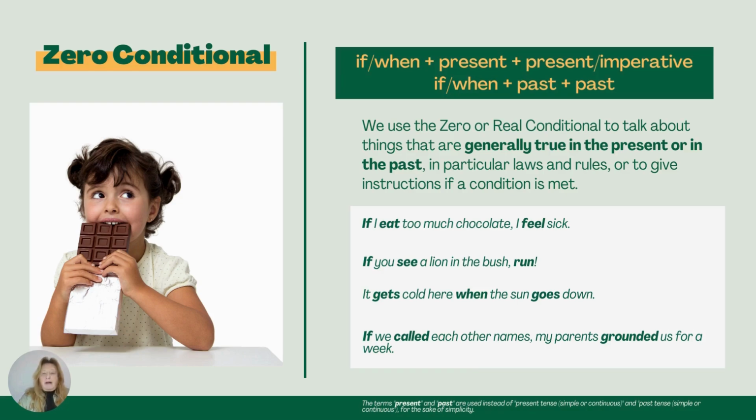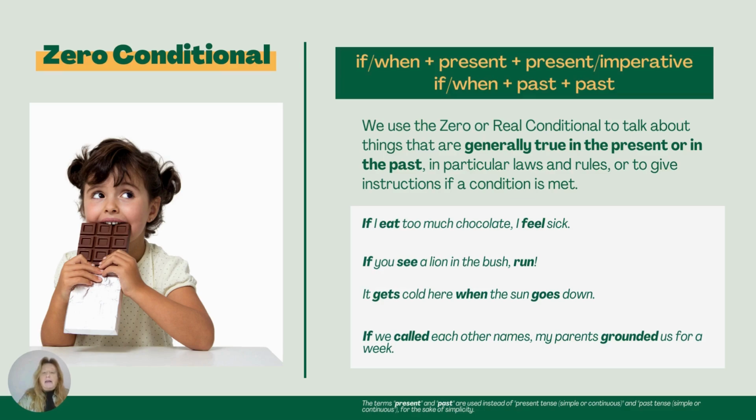For example, if I eat too much chocolate, I feel sick. So we have a condition, if I eat, and then we have a consequence, a result, I feel sick. Both of them are in the present simple. If you see a lion in the bush, run. Again, present. It gets cold here when the sun goes down.